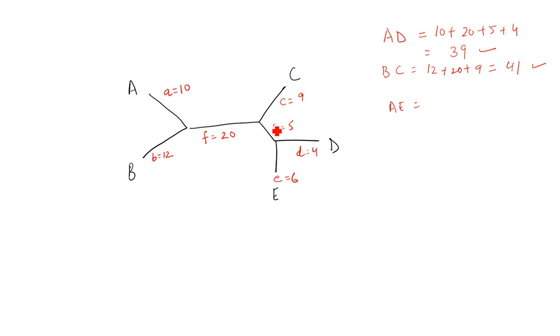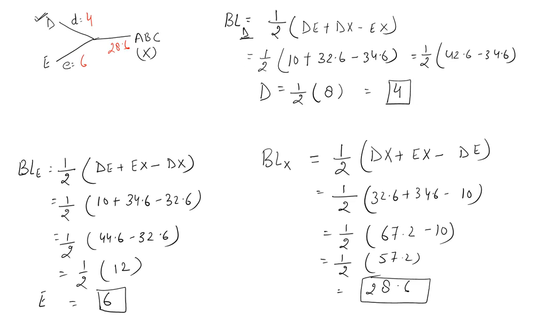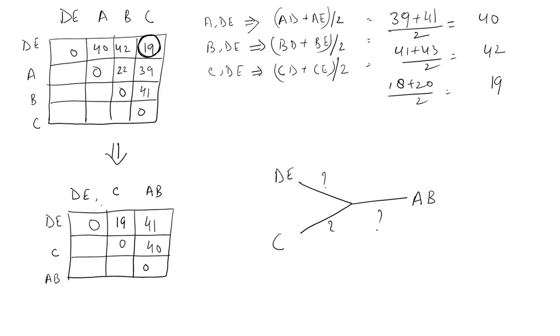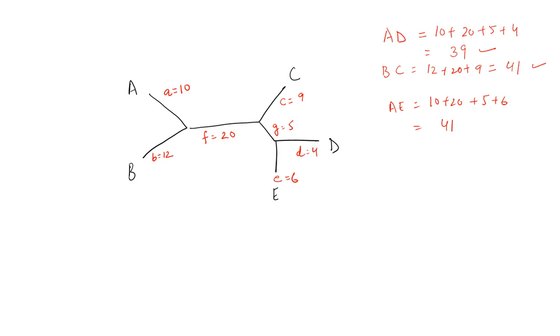Again it is right. Now let's check AE also. It is 10 plus 20 plus 5 plus 6. So 30 and 30, 40, 41. Again it is 41. Let's check the AE value. The AE value is again 41. So you can check all the values. It means I have made the tree correctly. This is the accurate tree for the Fitch-Margoliash method.